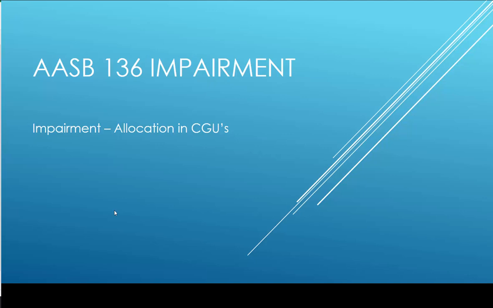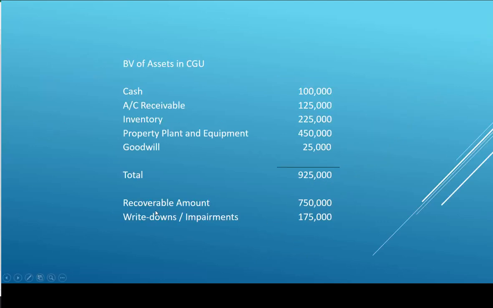Hi, I'd like to demonstrate now how AASB 136 impairment of assets works when you have to allocate the amount of impairment within a cash generating unit. To demonstrate that, I'm going to assume a simple cash generating unit which has a range of assets: cash, receivables, inventory, property, plant, equipment and goodwill, and we have total assets of $925,000.